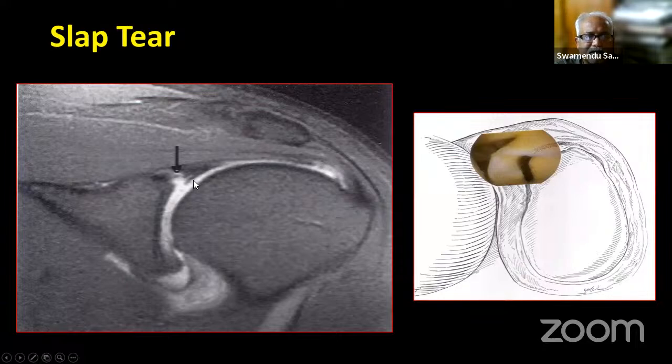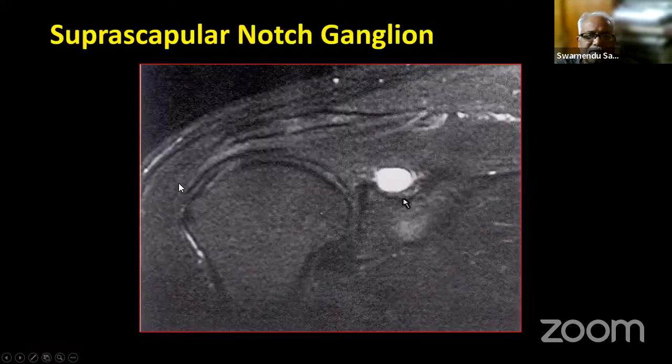The SLAP tear is very difficult to diagnose clinically. As I told you, there are a lot of tests for that, like your Abbott test or the O'Brien test, but the history will tell you. But sometimes for the SLAP, we have to do the MR arthrogram, and you will find that where the biceps anchor is going to be at 12 o'clock, you will find fluid under this labrum. So this is the classic picture of your SLAP tear.